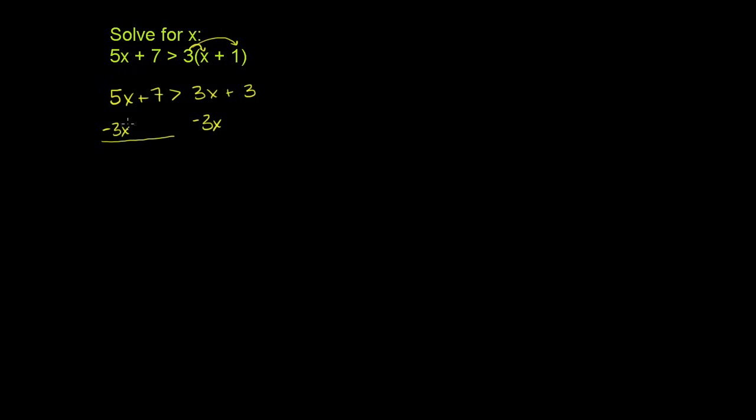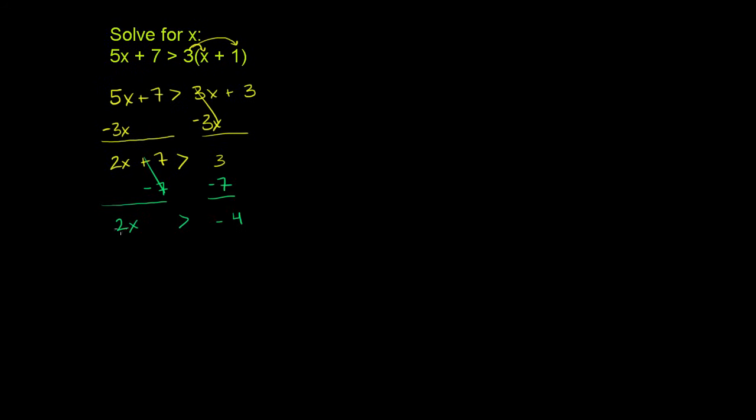And we get, on the left-hand side, 5x minus 3x is 2x plus 7 is greater than 3x minus 3x, those cancel out. That was the whole point behind subtracting 3x from both sides, is greater than 3. Now we can subtract 7 from both sides to get rid of this positive 7 right over here. So let's subtract 7 from both sides, and we get on the left-hand side, 2x plus 7 minus 7 is just 2x, is greater than 3 minus 7, which is negative 4.